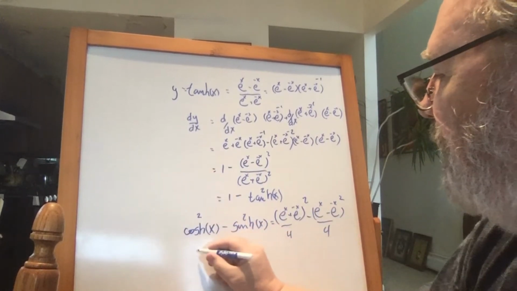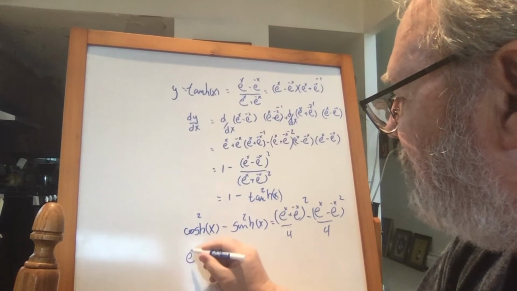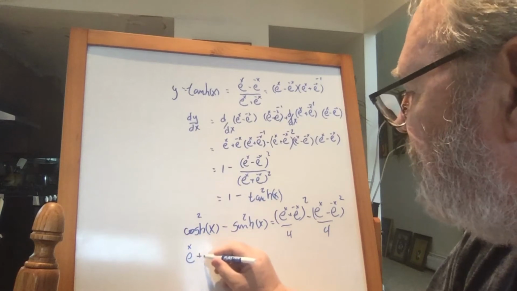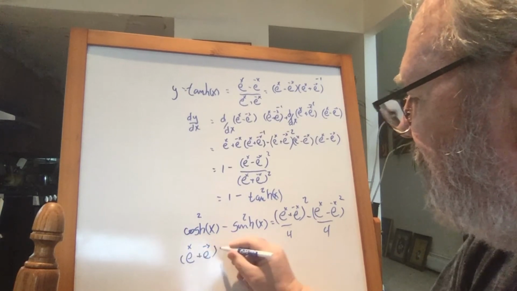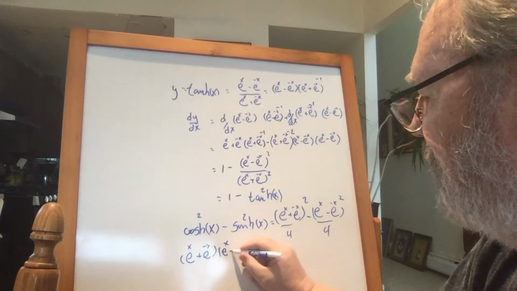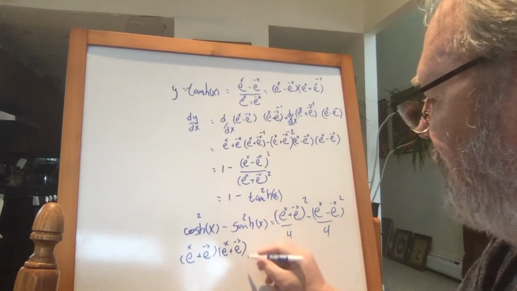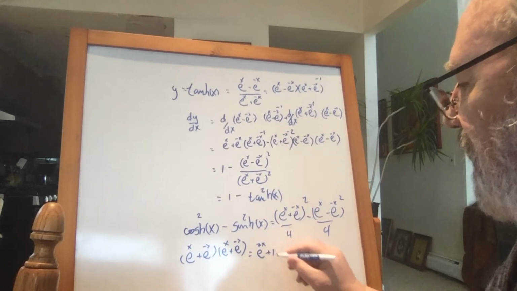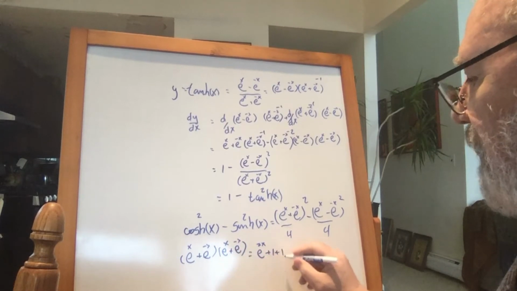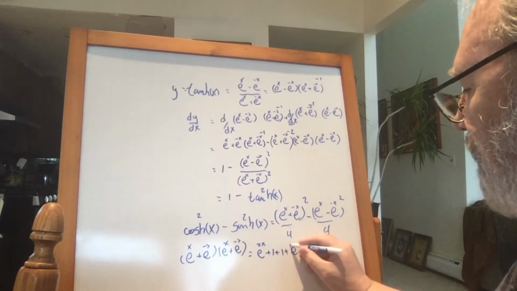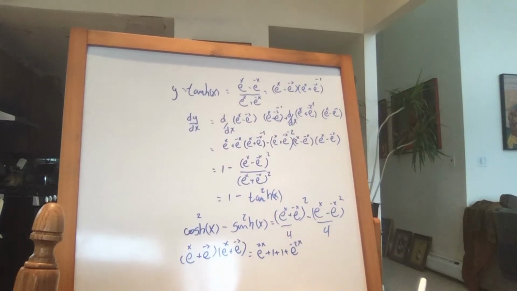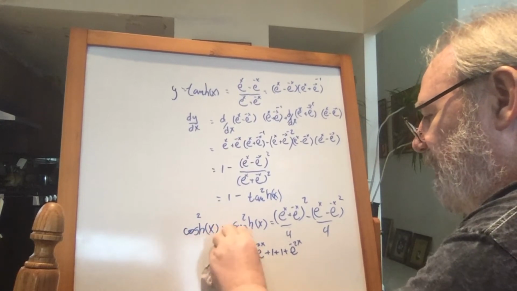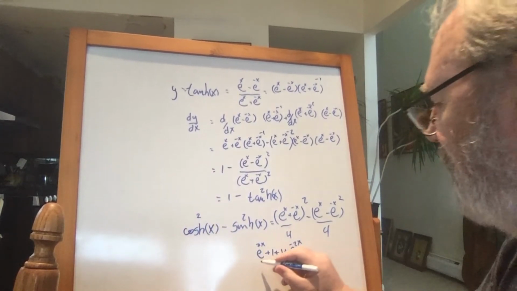That's e to the x plus e to the minus x times e to the x plus e to the minus x, and that's equal to e to the 2x plus 1 plus 1 plus e to the minus 2x. All right, so that's the first one expanded on top of 4.